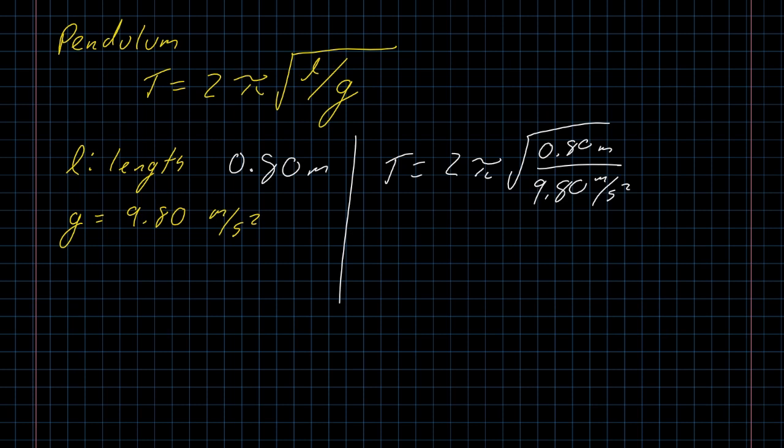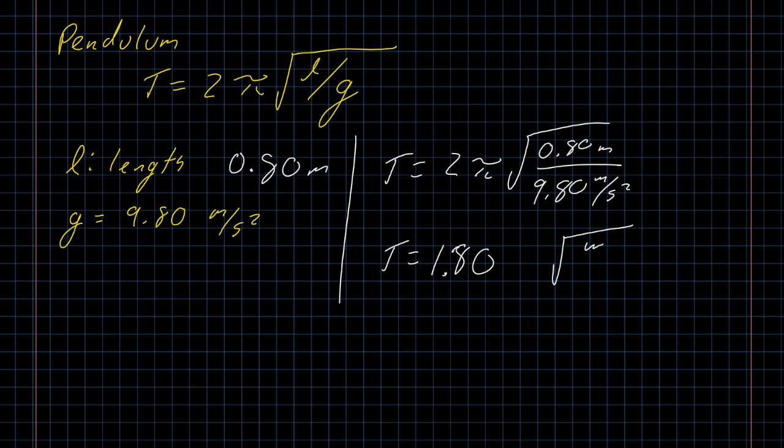sure, we can do the calculation. 2 times pi times the square root of 0.80 divided by 9.80. My calculator tells me comes out at 1. I'll give it 3 significant digits, 1.80. Technically, we only have 2 there, but it's fine. And then the units.